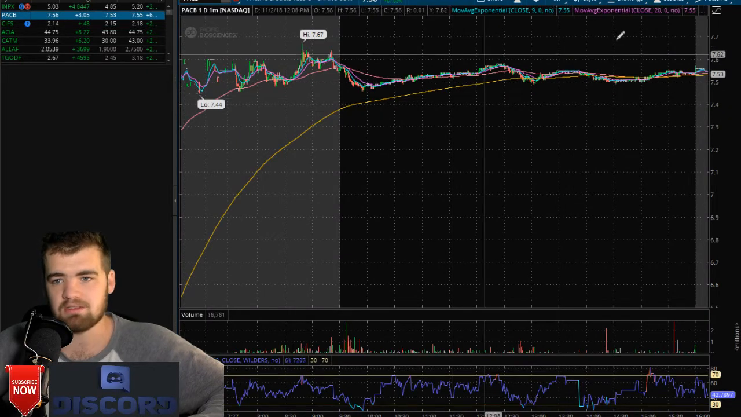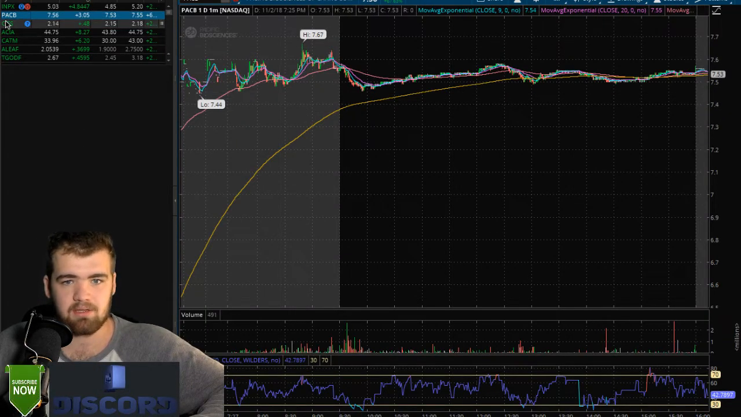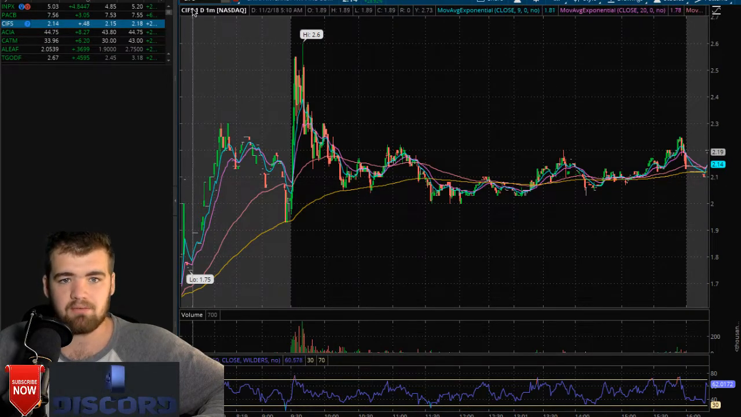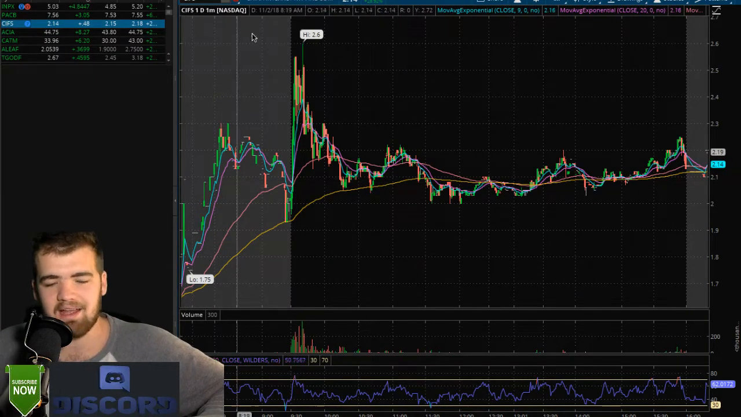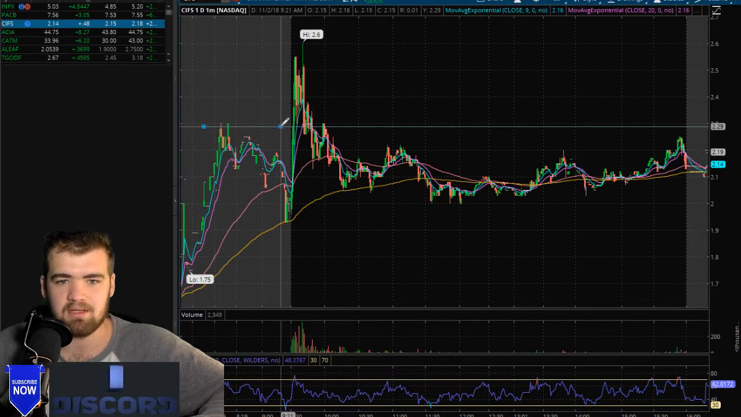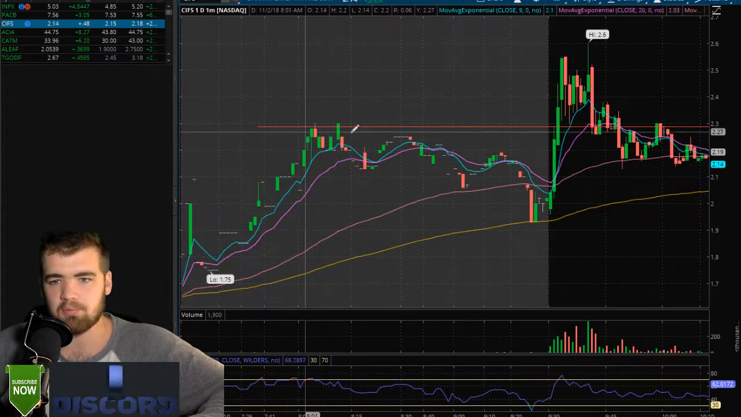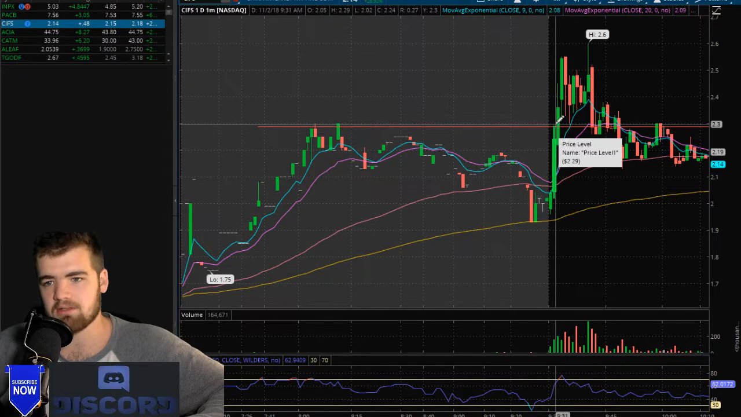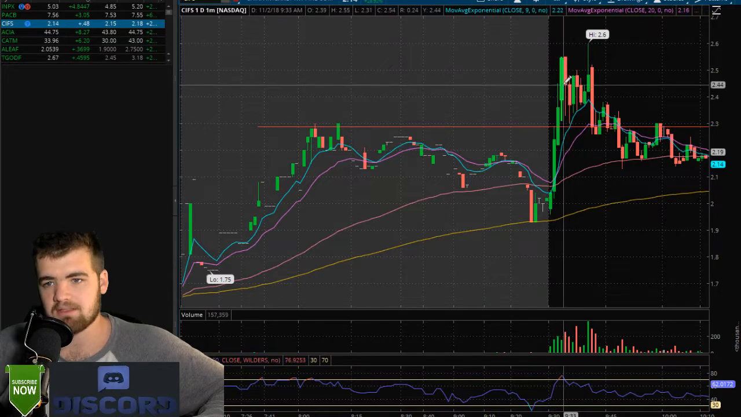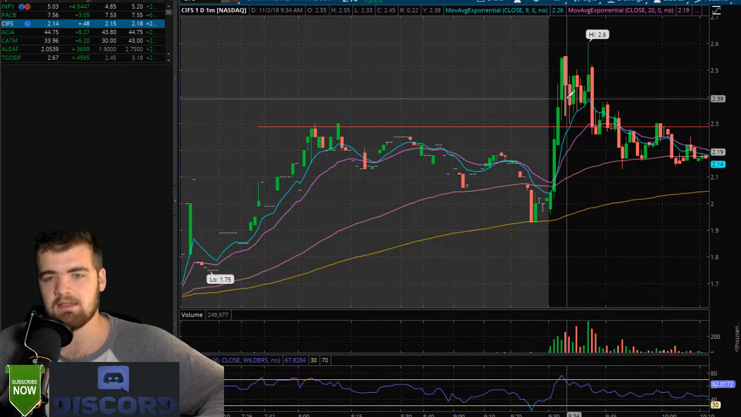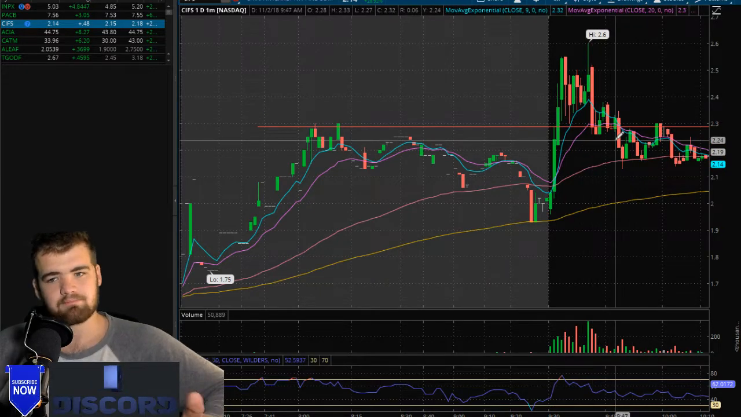This one, just consolidation, nothing much. Most likely a merger of some sort. CIFS, beautiful gap and go setup right here. Over pre-market highs, going long, so long at 230, taking profits at 250, 246, around there.